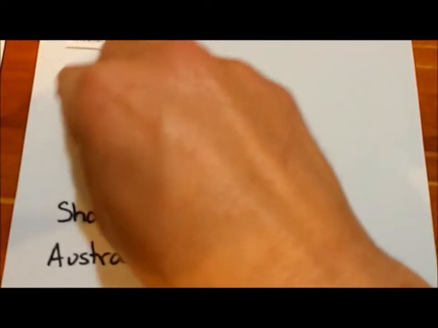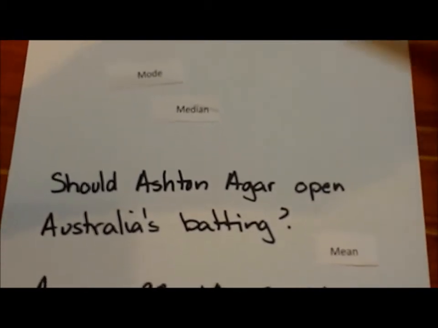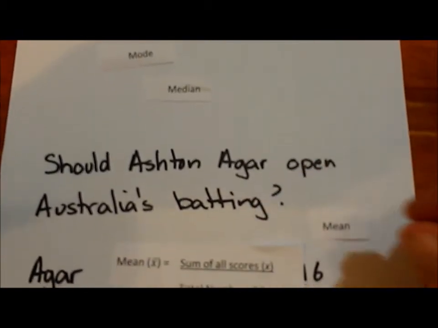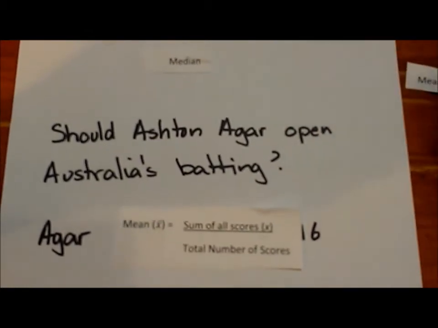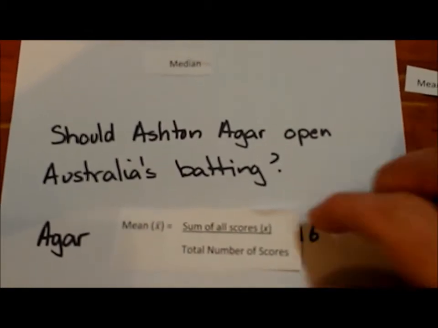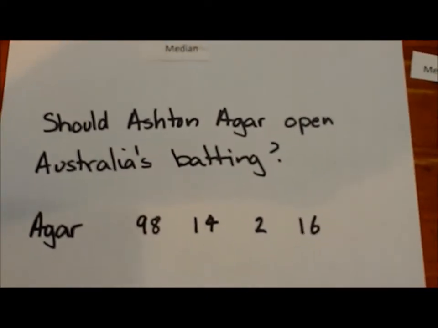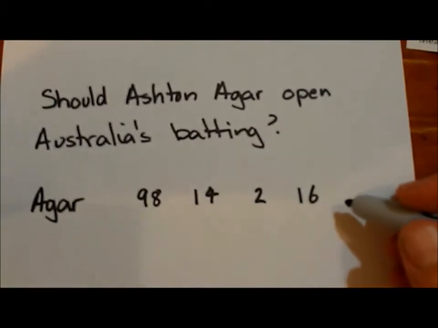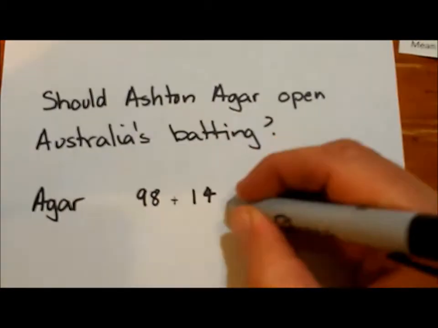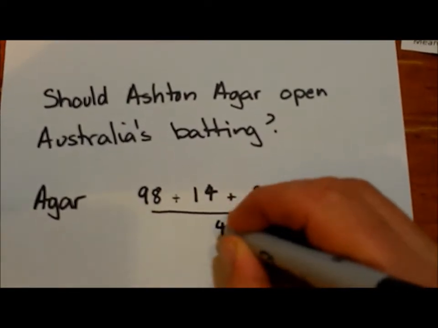So what I'm going to do is start off with looking at his mean. Now the mean is simply the average. So when I'm calculating a mean, I'm calculating the sum of all the scores and dividing by the total number of scores. So here we take Agar. He's had 2 tests, he's had 4 test innings, and these are his scores so far.